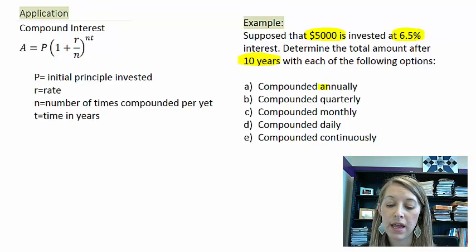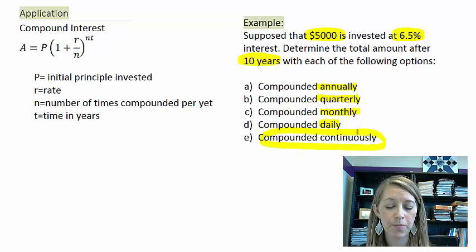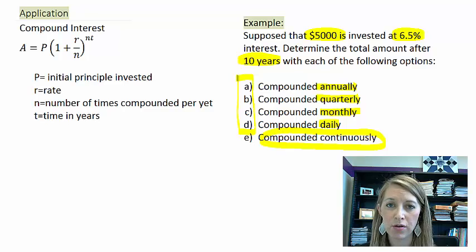So we want to compound it annually, once a year, quarterly, 4 times a year, monthly, 12 times a year, daily, 365 times a year, and then what does it mean to actually compound it continuously? So I want you to do parts A through D on your own after pausing the video, and then we will come back and we will discuss part E, how to compound this continuously.